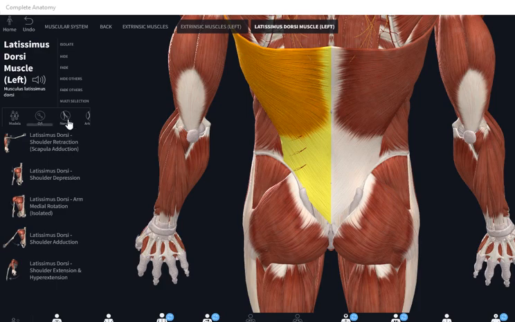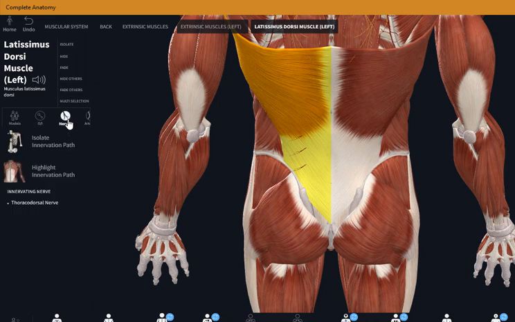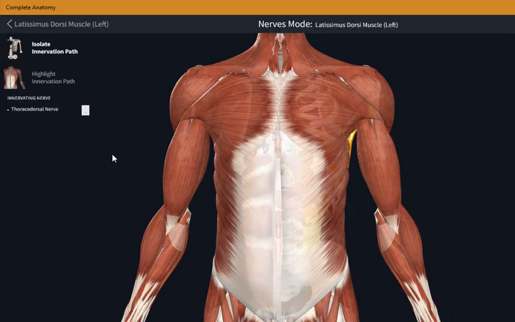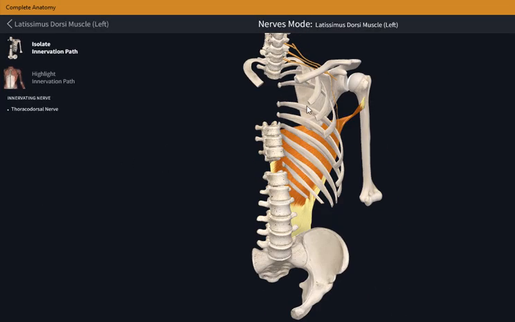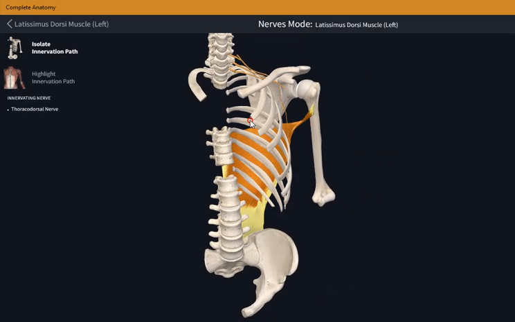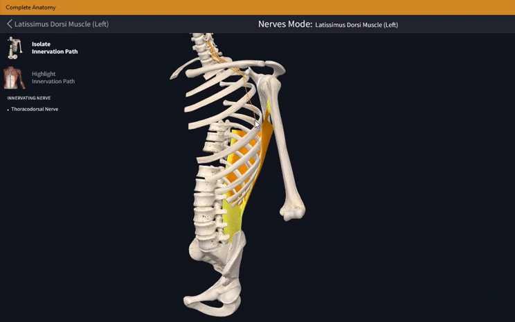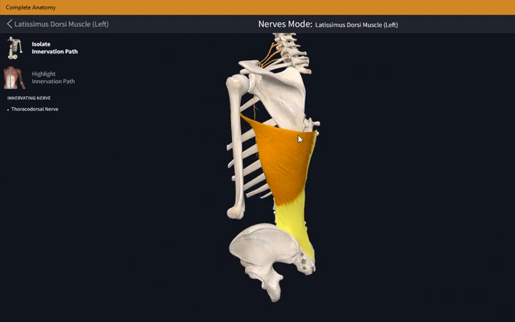So from now you can see the nerve which is involved with latissimus dorsi. Nerve supply to latissimus dorsi. So the nerve supply to latissimus dorsi is the thoracodorsal nerve. The thoracodorsal nerve comes from the brachial plexus. So this is the brachial plexus. After the brachial plexus, the thoracodorsal nerve is going to come out from the brachial plexus and give to the latissimus dorsi.